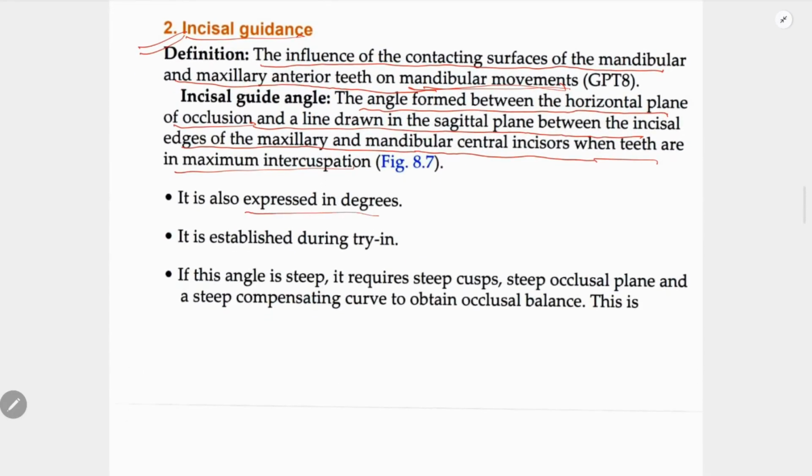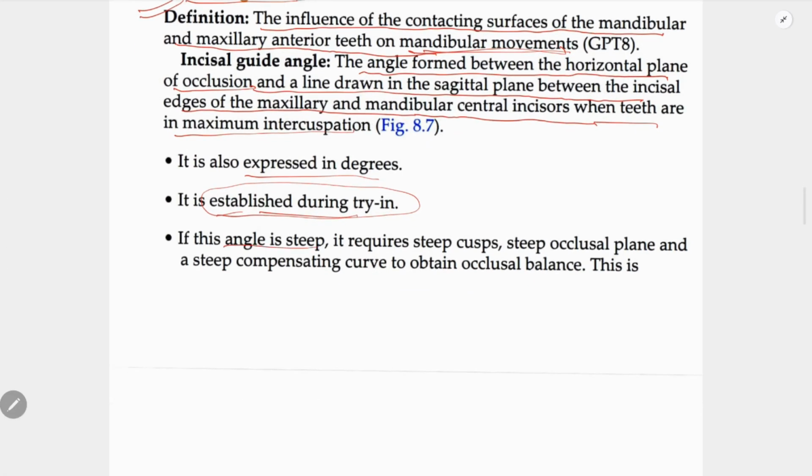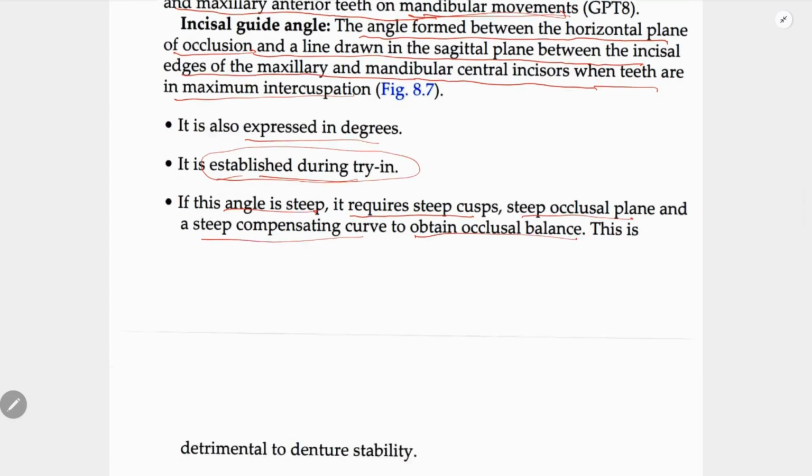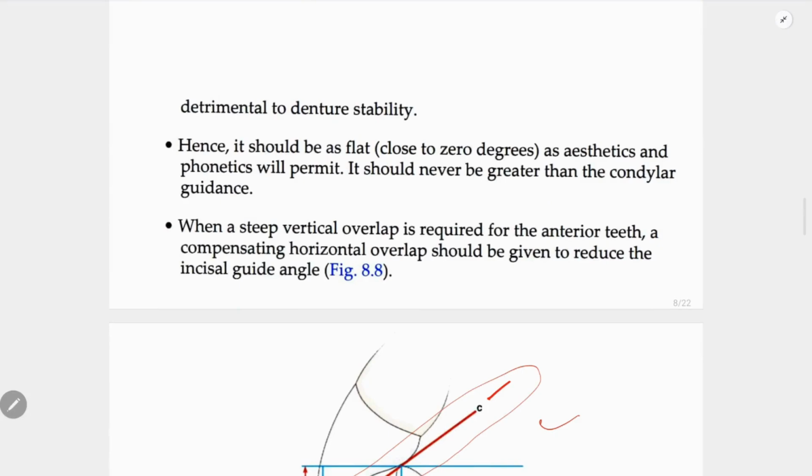It is also expressed in degrees and established during try-in. Condylar guidance is on the patient; the dentist cannot set the condylar guidance. Incisal guidance is established during try-in. If the angle is steep, it will require steep cusps, a steep occlusal plane and a steep compensating curve to obtain occlusal balance. Hence, it should be as flat as possible.